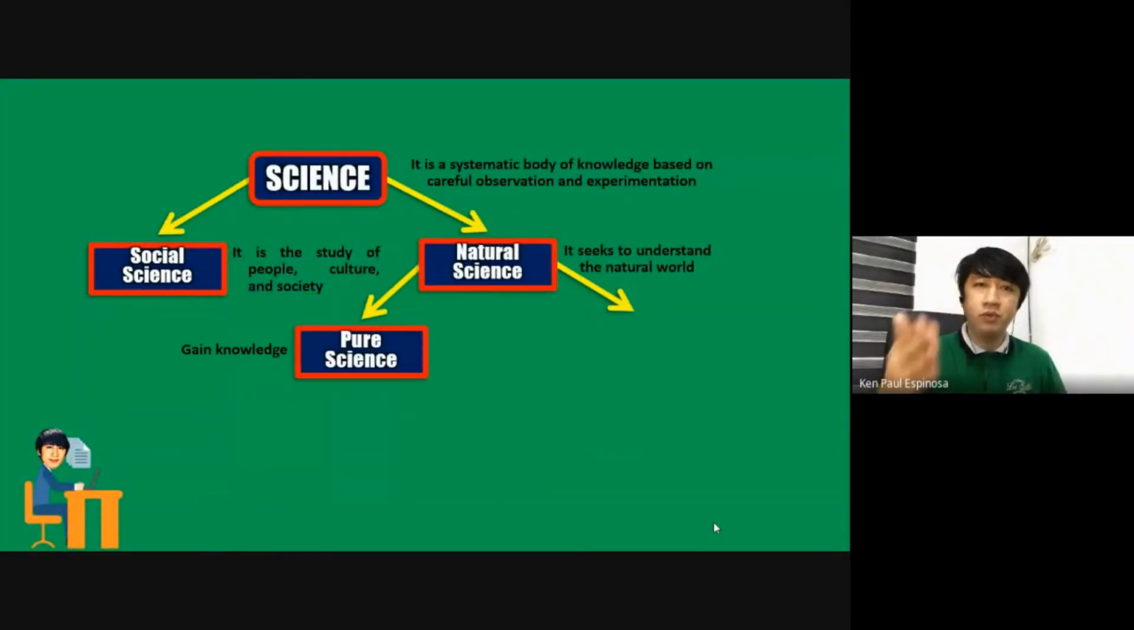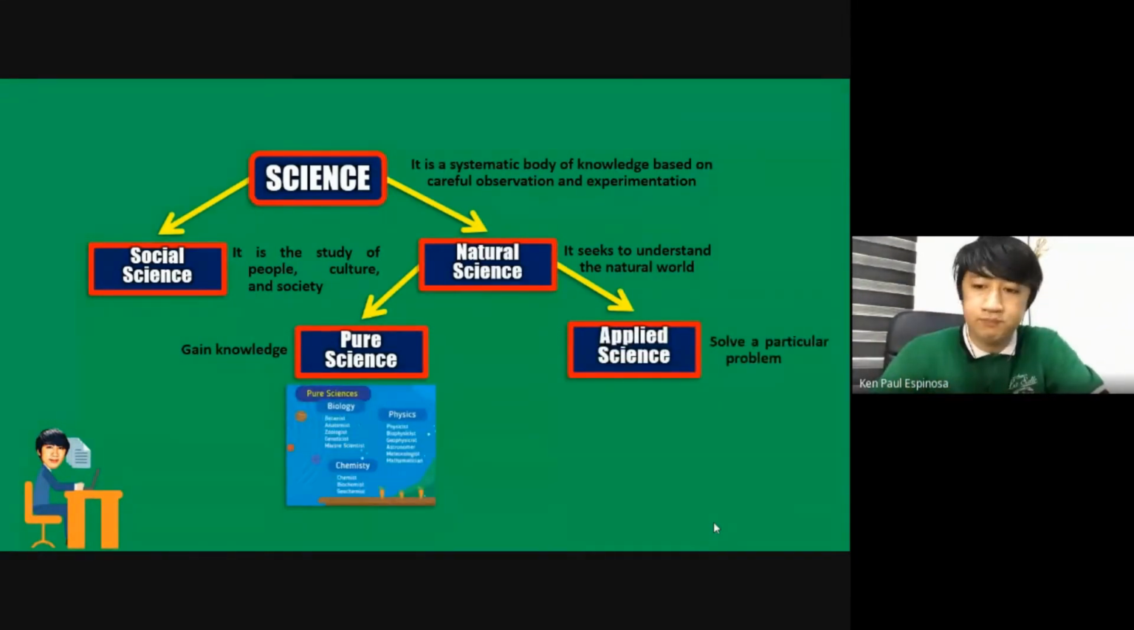So you have pure science and applied science. When we talk about pure science, it's all about gaining knowledge only. You study knowledge for you to be informed, for you to understand things, to satisfy your curiosity. For example, you study biology, physics, chemistry, earth science, that's it. For knowledge only, for example, biology, the circulatory system.